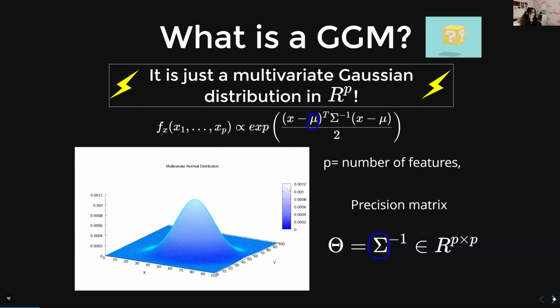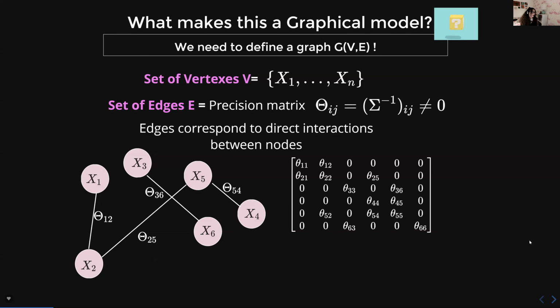So what is interesting here? What makes that a graphical model is not clear yet, because we need a graph. We need to understand where is the graph. So in our context, the variables are the vertices of our graph, and the edges would be defined by the non-zero elements of the precision matrix, the support of the precision matrix.